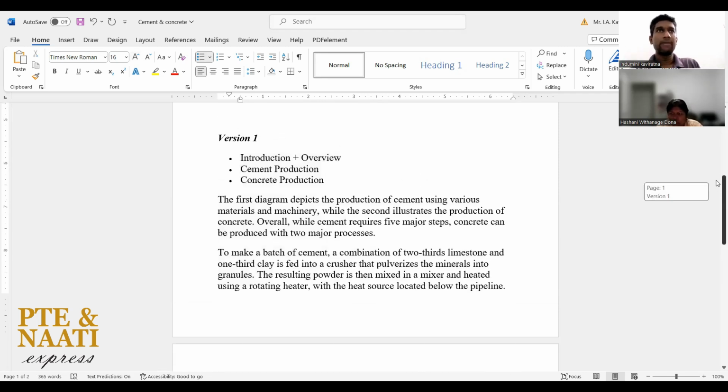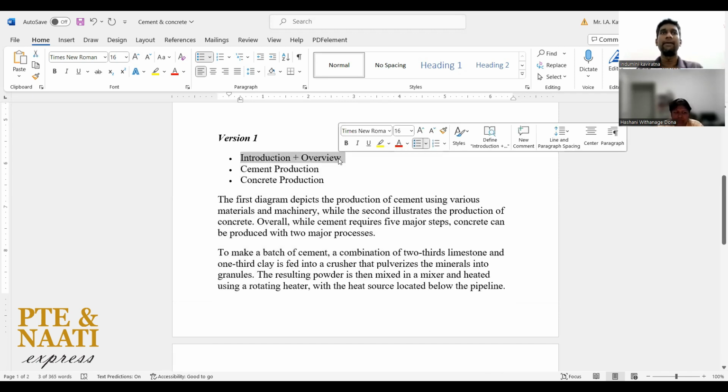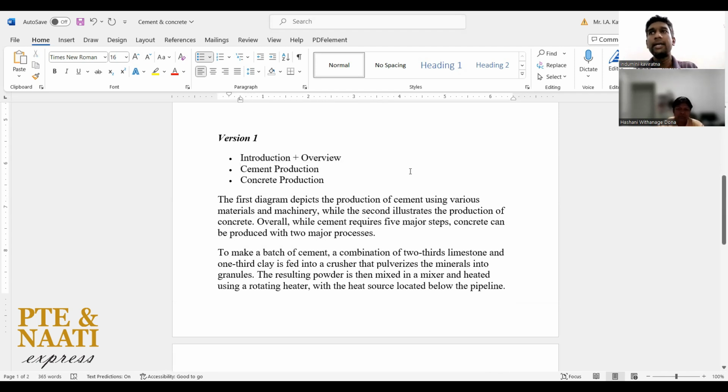So the version 1, in your introductory paragraph, you can give an introduction and kind of an overview. That means your introduction must be taken directly from the question itself. For an example, the first diagram depicts the production of cement using various materials and machinery, while the second illustrates the production of concrete. Like that. This kind of a small introduction, because usually this type of a sentence will be coming in the question itself.